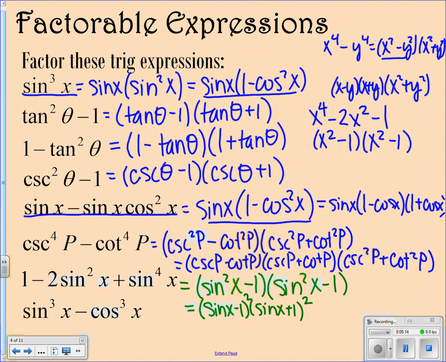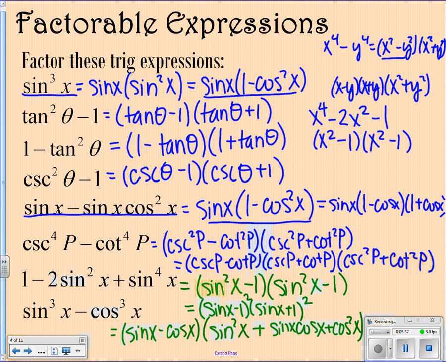Okay? Now looking at this last one, sine cubed minus cosine cubed. Well, we're basically just going to apply our difference of two cubes formula. So I would have the sine of x minus the cosine of x, and then times sine squared x plus the sine of x times the cosine of x plus cosine squared of x. So that's how that one would factor.